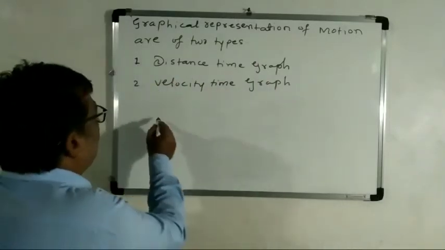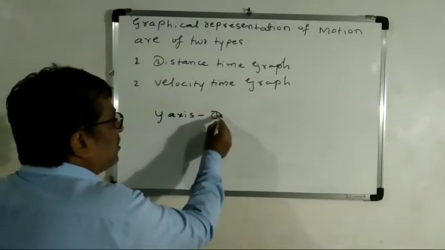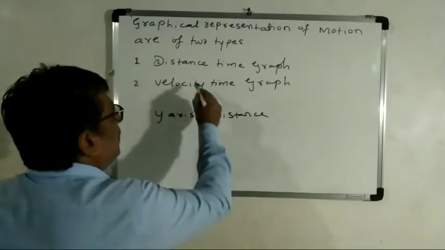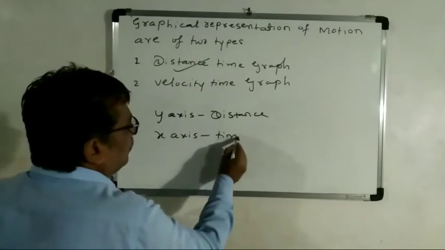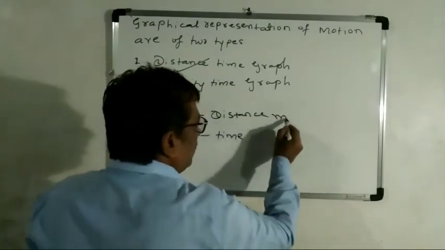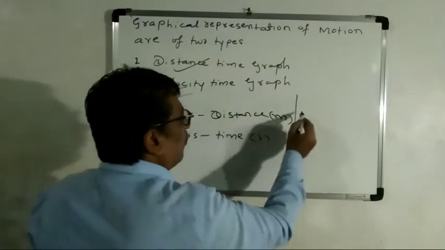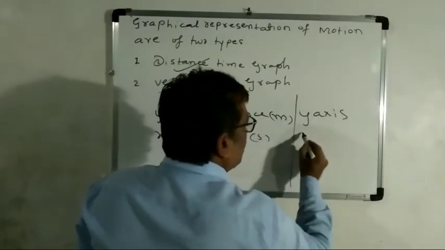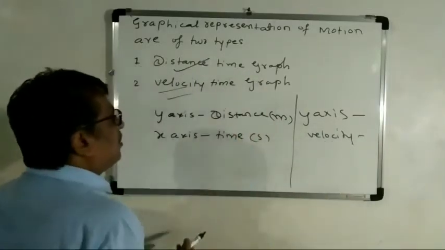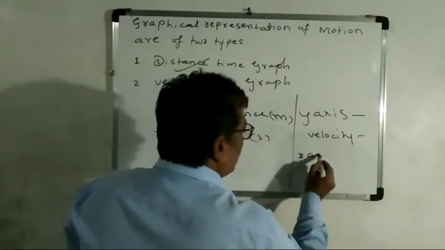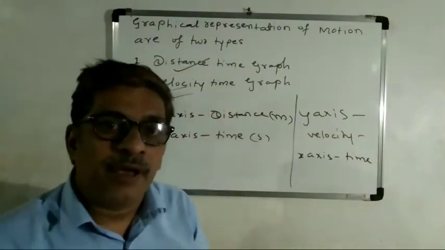In distance time graph, on the y-axis you have to take distance in meter, and on the x-axis you have to take time. Okay, distance in meter, and the time in second. Now in the velocity time graph, on the y-axis you have to take velocity, and on the x-axis, time you have to take. Okay, so these are the things you have to keep in mind.